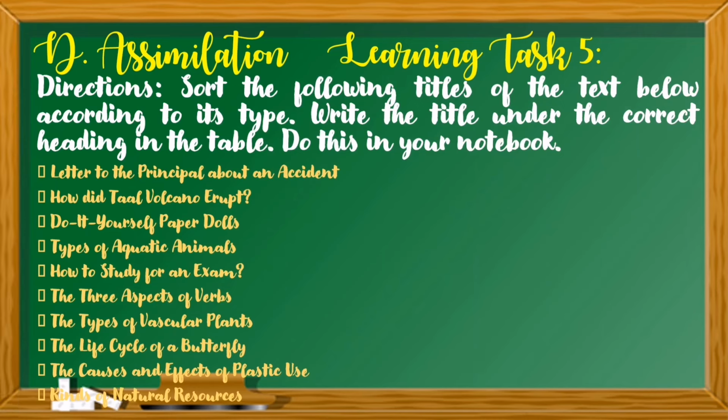Okay, for letter D, assimilation. For learning task number 5, sort the following titles of the text below according to its type. Write the title under the correct heading in the table. Do this in your notebook. So we have here the titles, and you are going to write this on your answer sheet or notebooks.